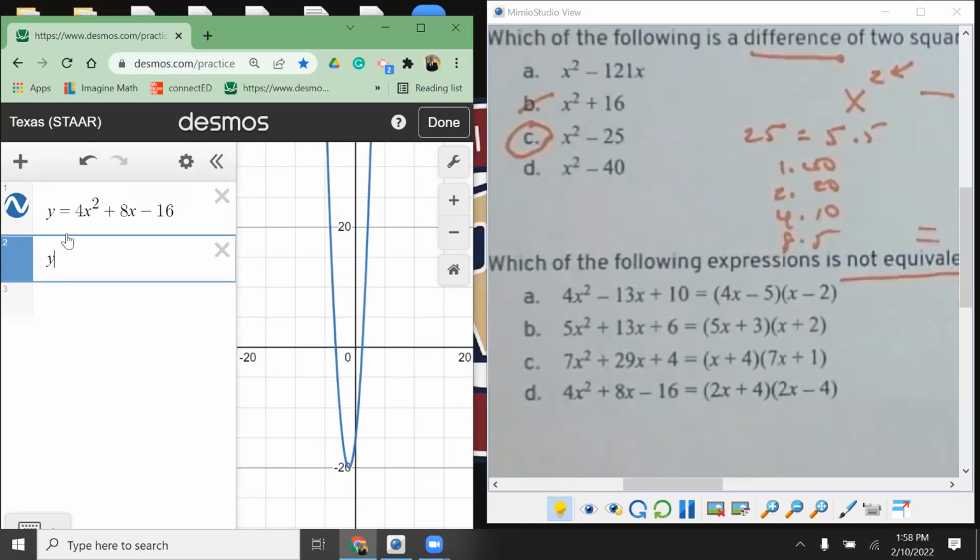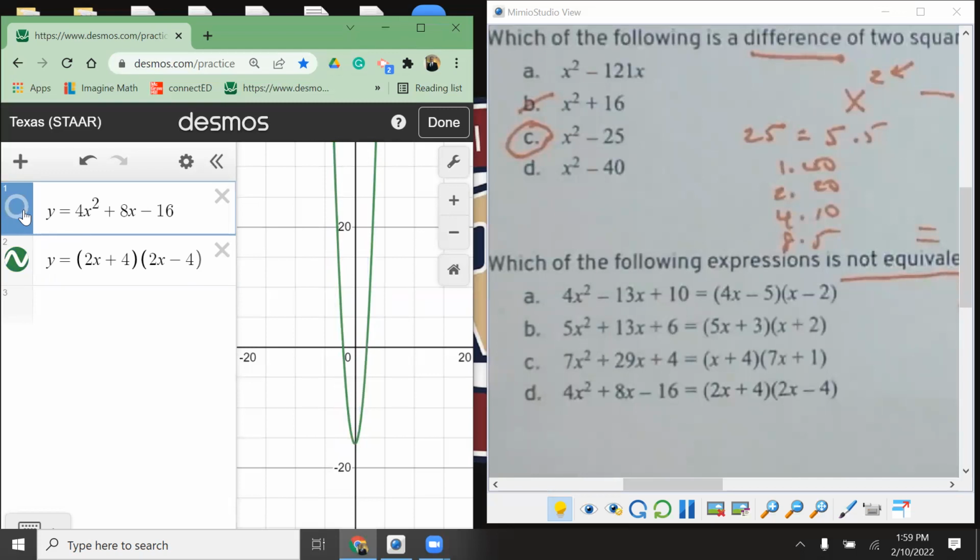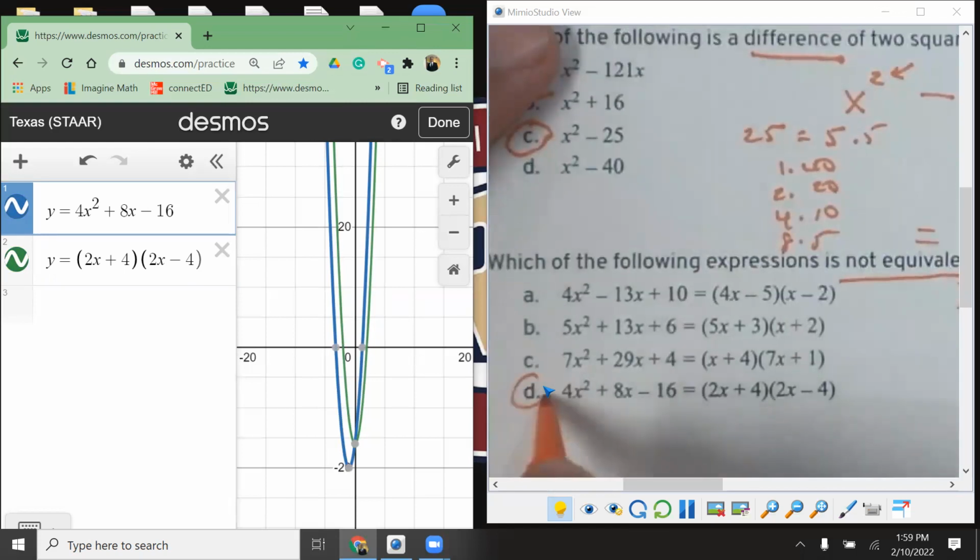Okay, I'm gonna put the second part in. So there we go. And look, if you look at this, you can tell these are not lined up. Oh, these are not lined up. Okay, so here's that one. I can even take that. There's that one. And then I see that one. They're not lined up. So D is my answer here. It's obviously not the right answer.